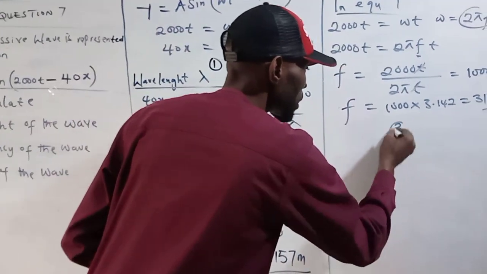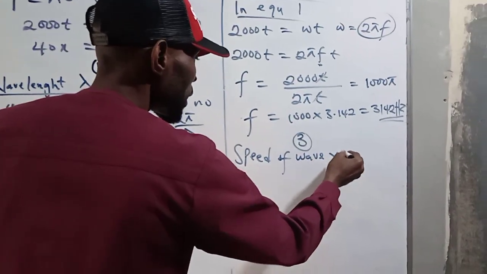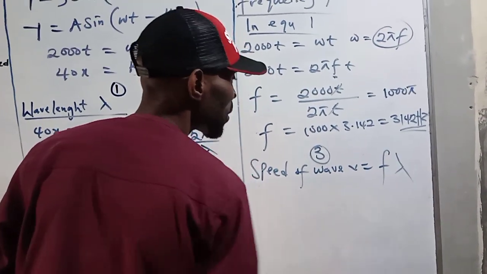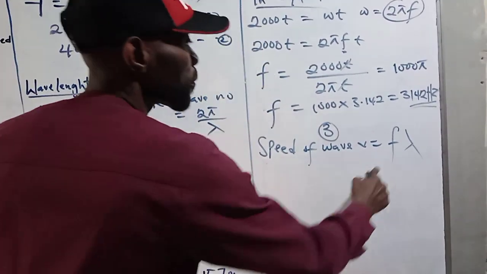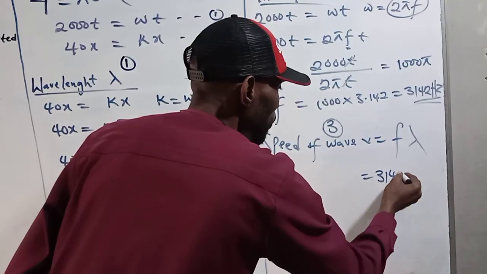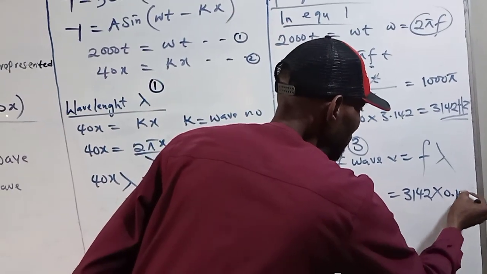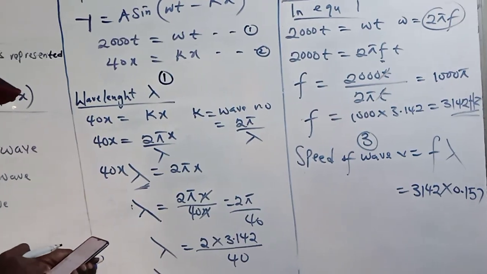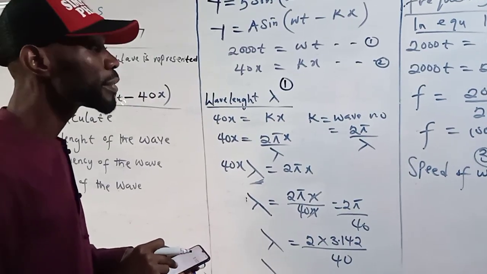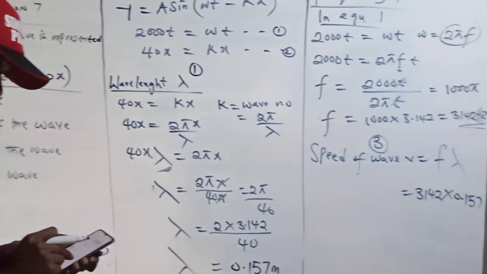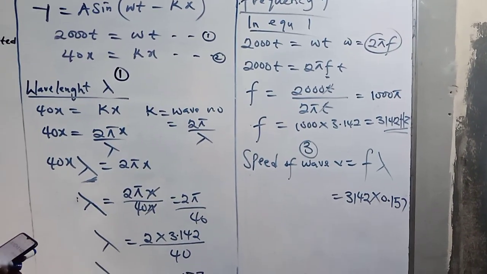And finally, number 3, the speed of the wave. Speed of wave, which is v, is equal to f lambda, where f is the frequency and lambda is our wavelength. So the speed of the wave will be equal to the frequency, which is given to us as 3142, multiplied by the wavelength. We have the wavelength as 0.157. So 0.157 multiplied by 3142.